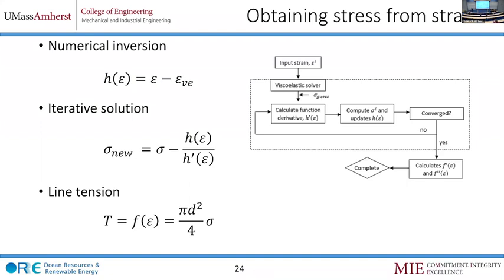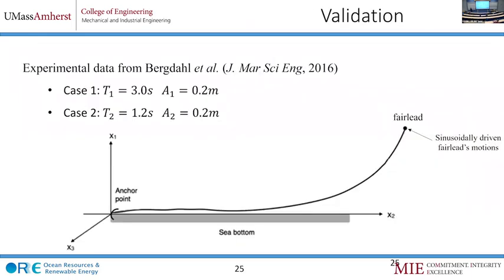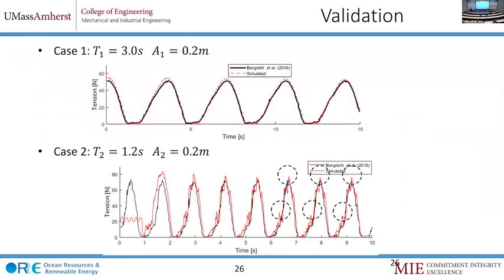This was implemented in a code, and this code was then validated through a number of published experimental data sets. Here is one data set where there is a line and the fairlead was sinusoidally moved, and the line tensions were measured through the experiments and published in 2016 by some authors. We took two of those cases, for two different oscillation periods and two different oscillation amplitudes, and looked at what the viscoelastic code gave in terms of results and what the experimental data showed.